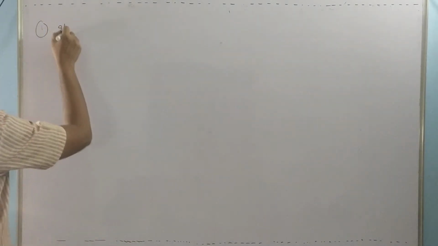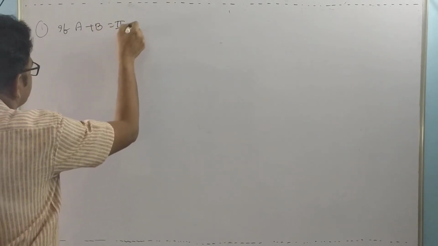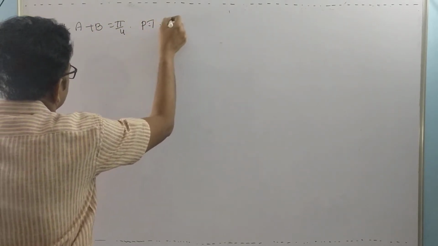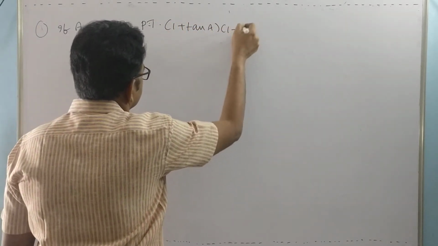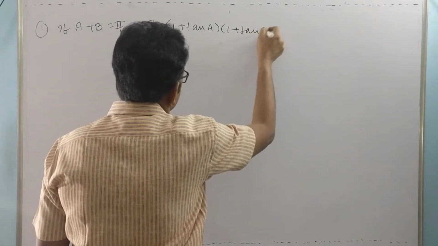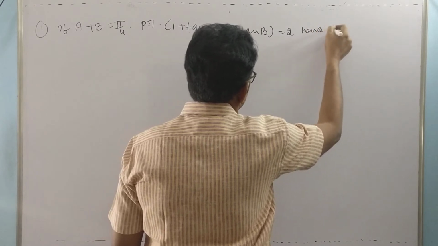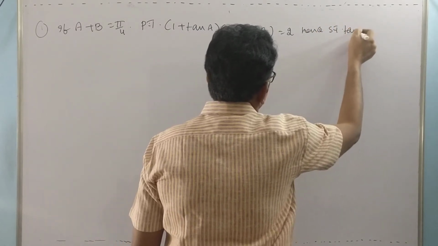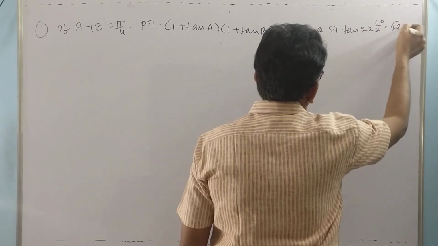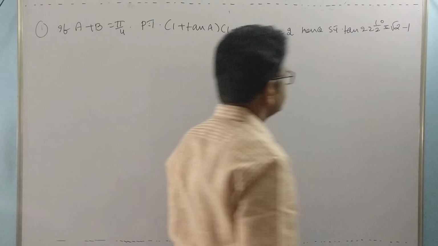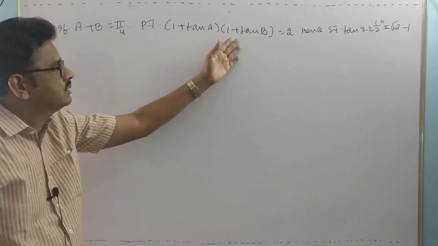Problem: if a plus b is equal to pi by 4, then prove that (1 plus tan a) into (1 plus tan b) is equal to 2, and hence show that tan 22.5 degrees is equal to root 2 minus 1. And by using that result, so these are the standard results.